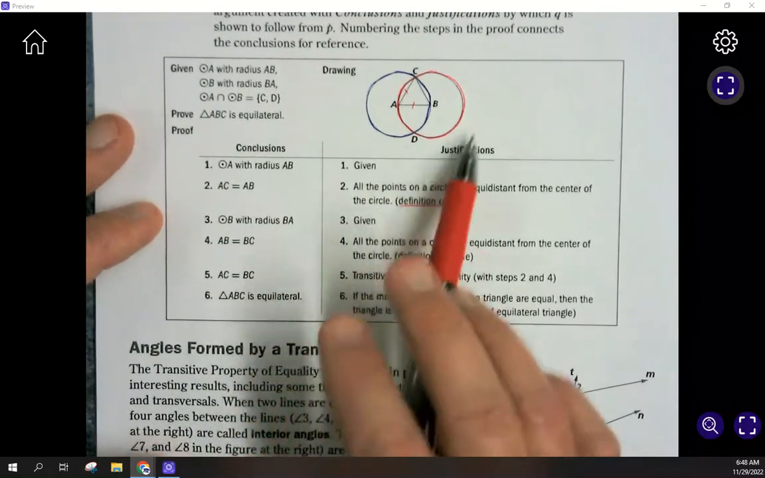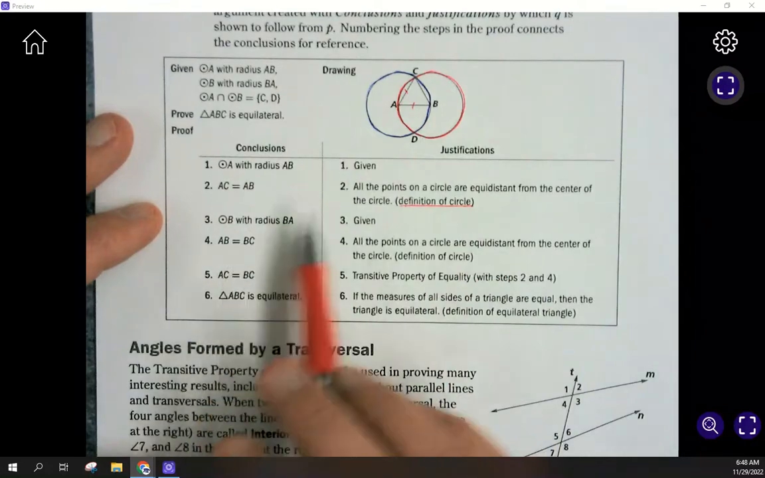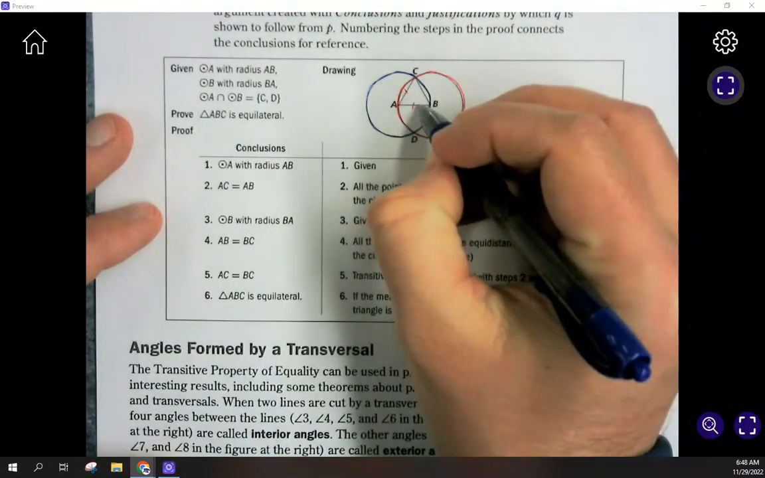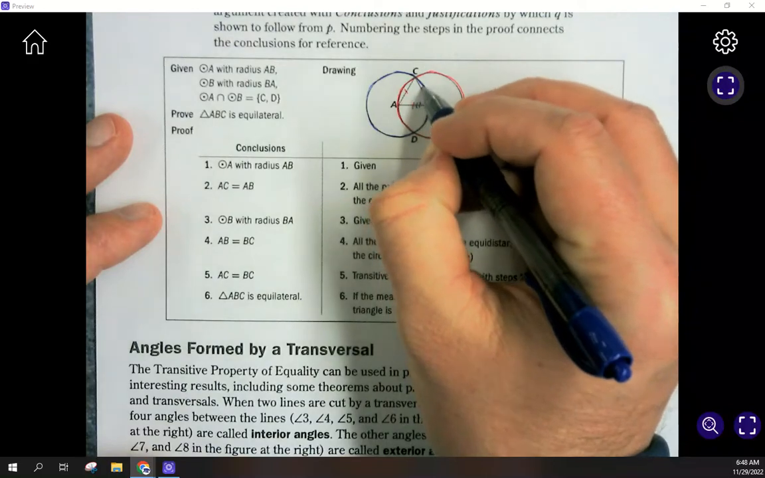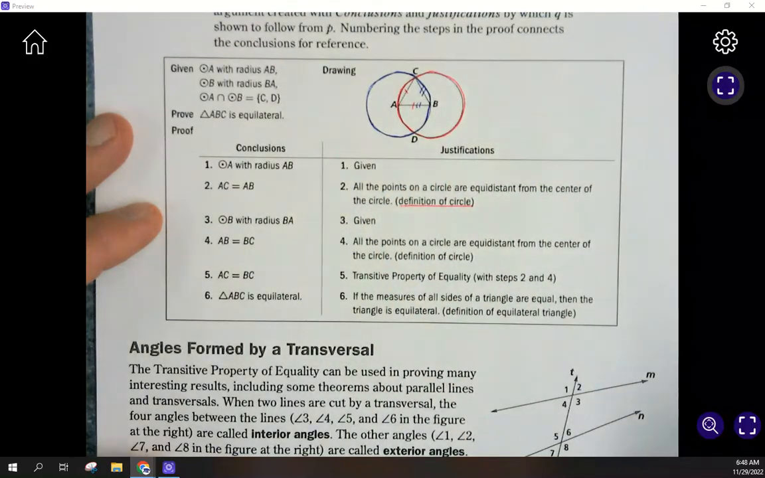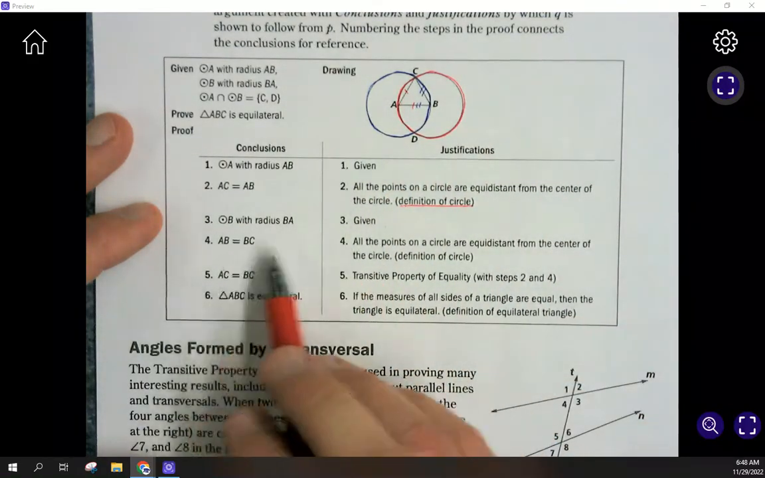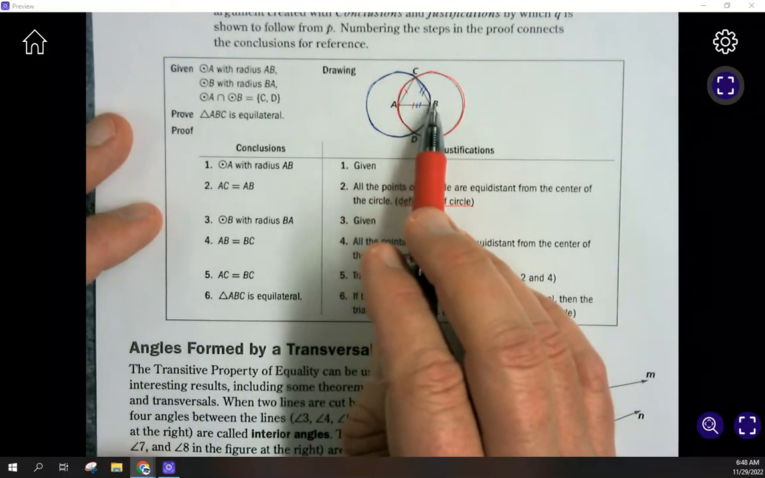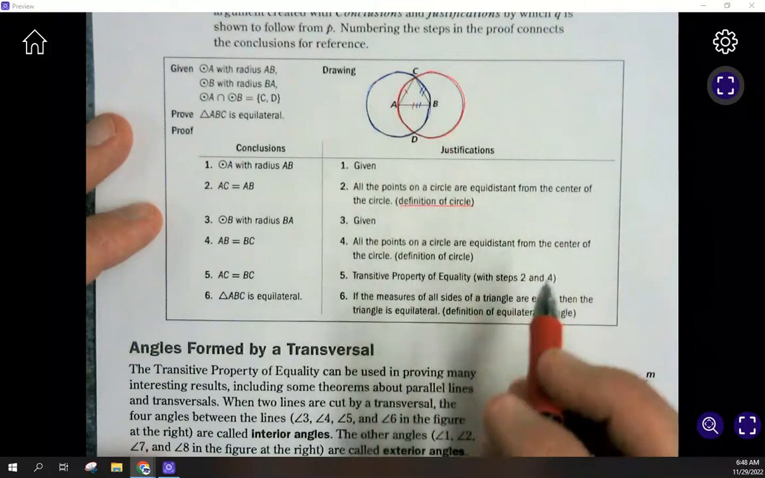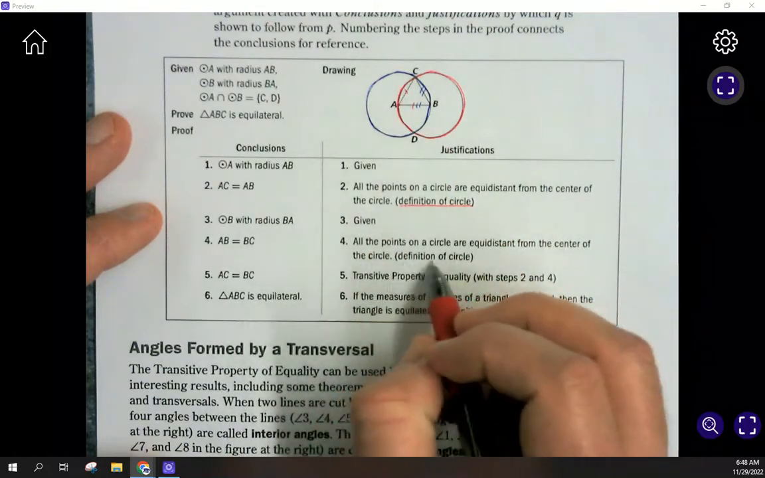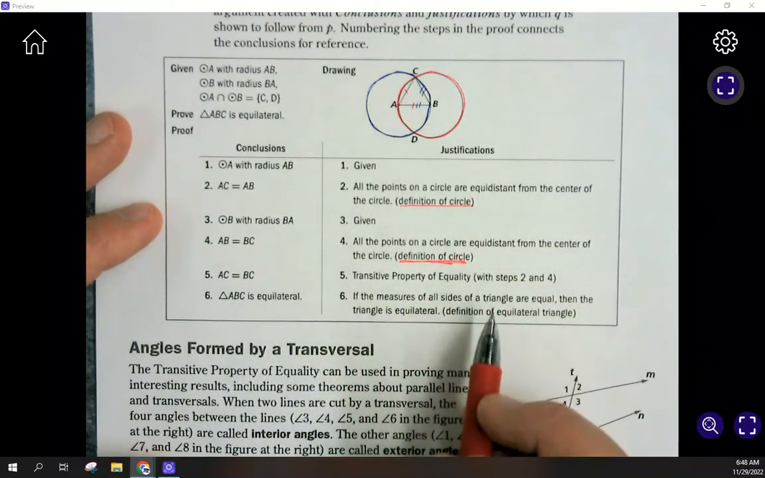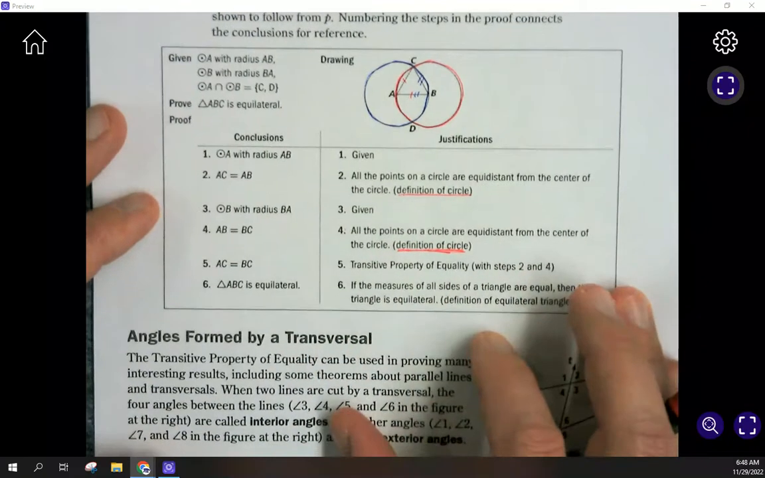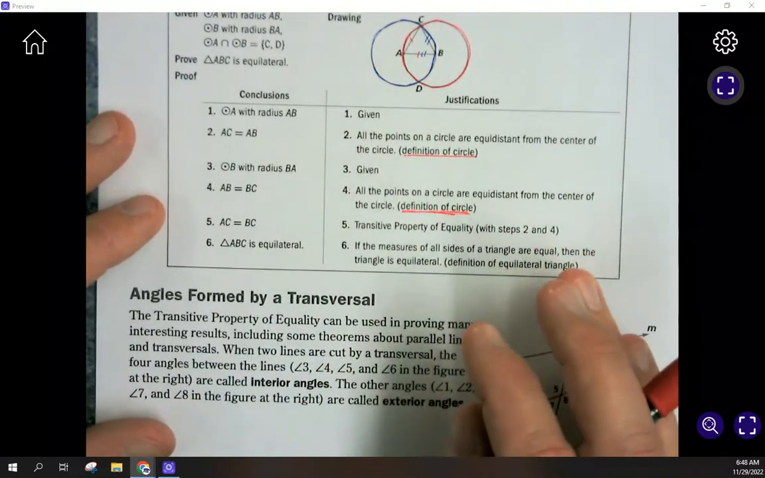Okay, next line, they're going to talk about circle B, and now they're going to say that AB equals BC. So I know that this one equals this one. And again, the reason I know that is because each one of those lines represents the distance from the center of the circle to the outside. So clearly they're equal based on the definition of a circle. So for 2 and 4, you literally could just write definition of a circle. That would be perfectly acceptable.